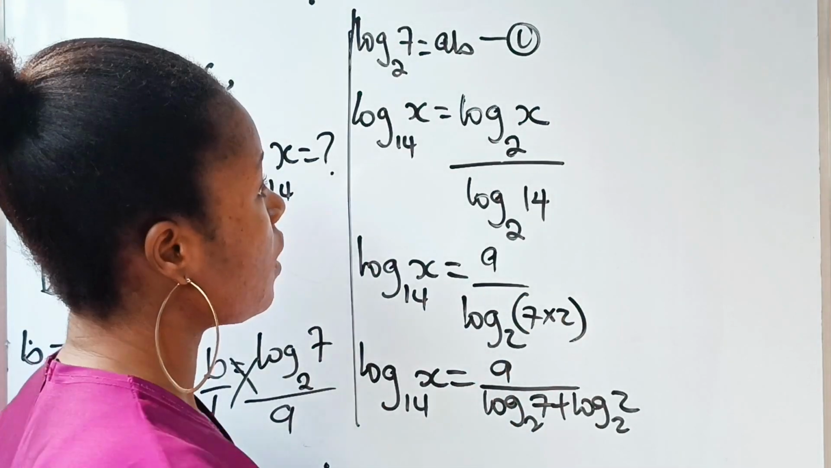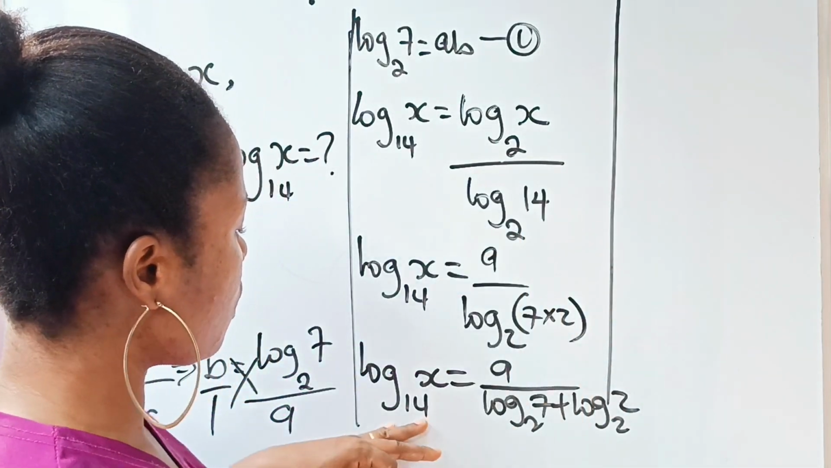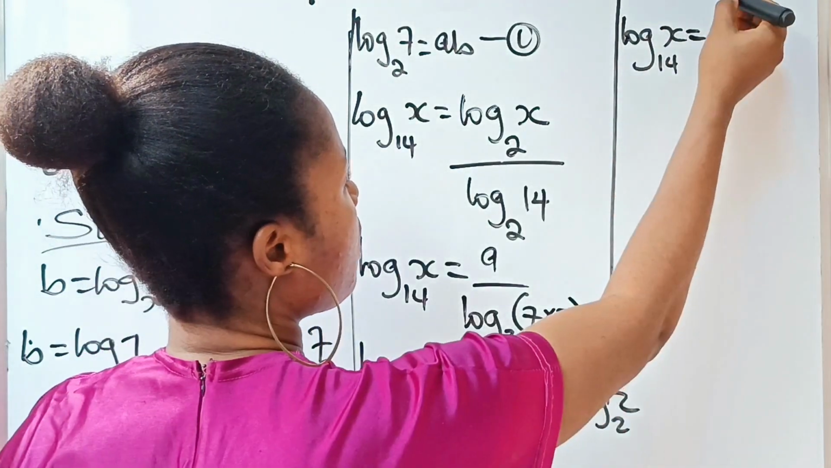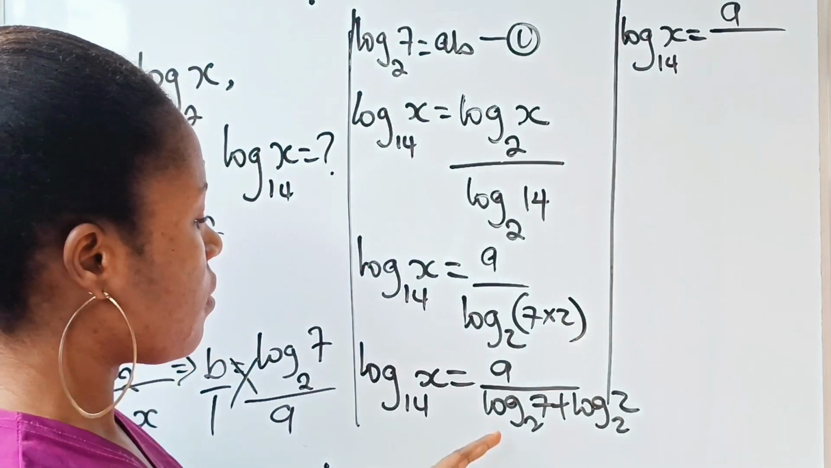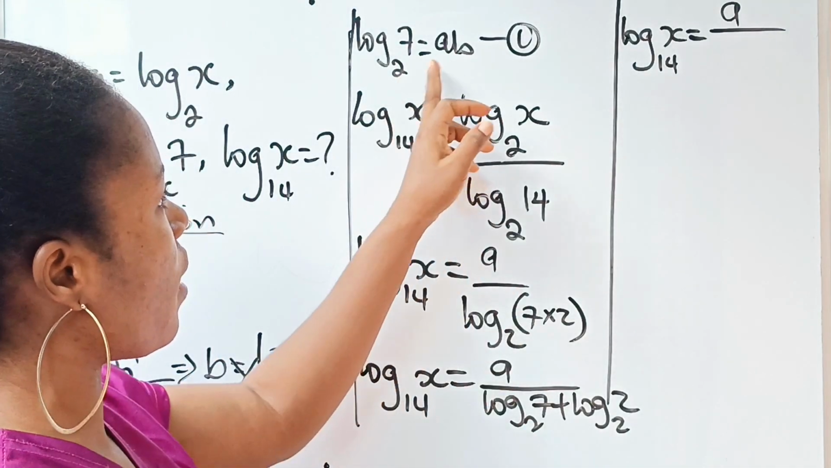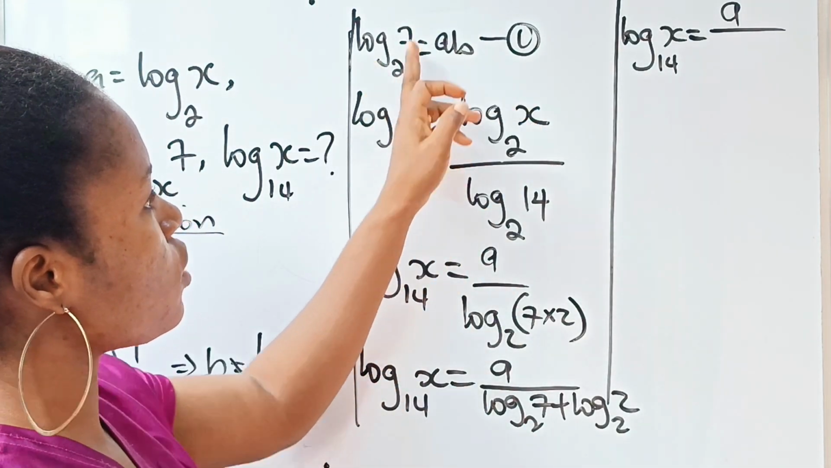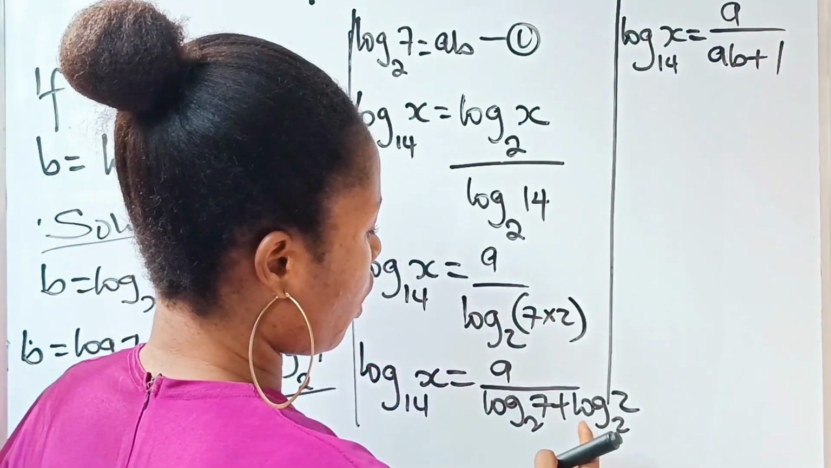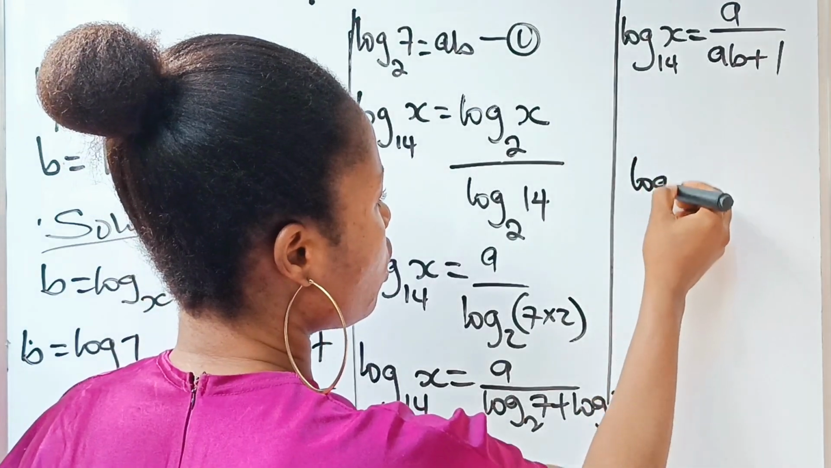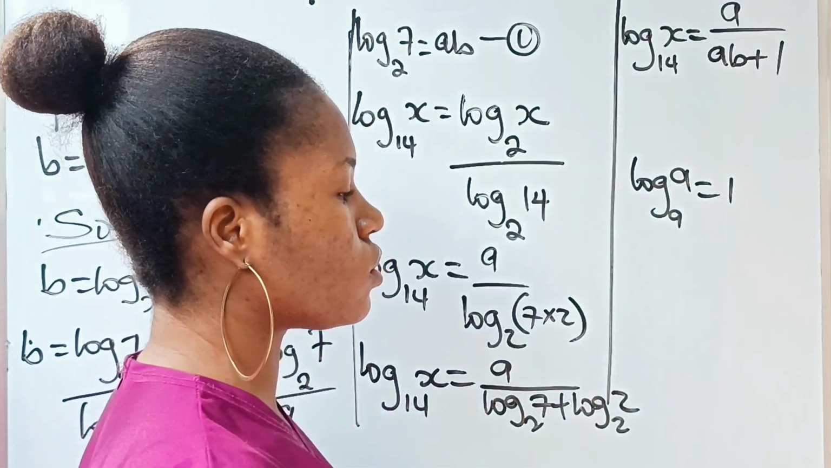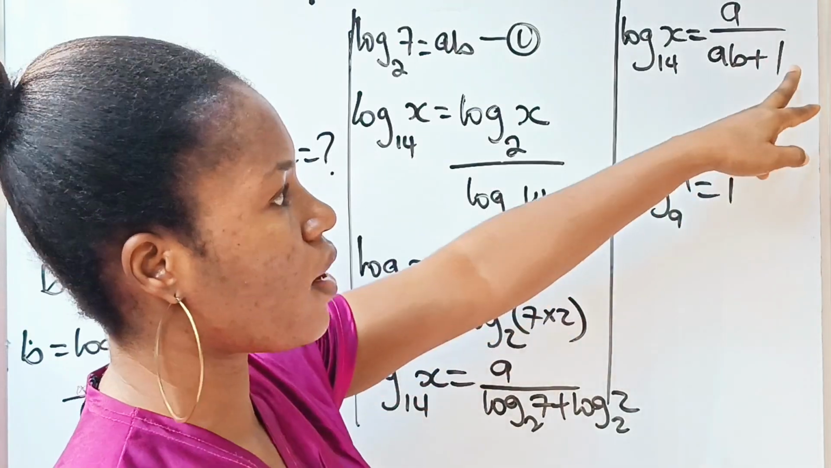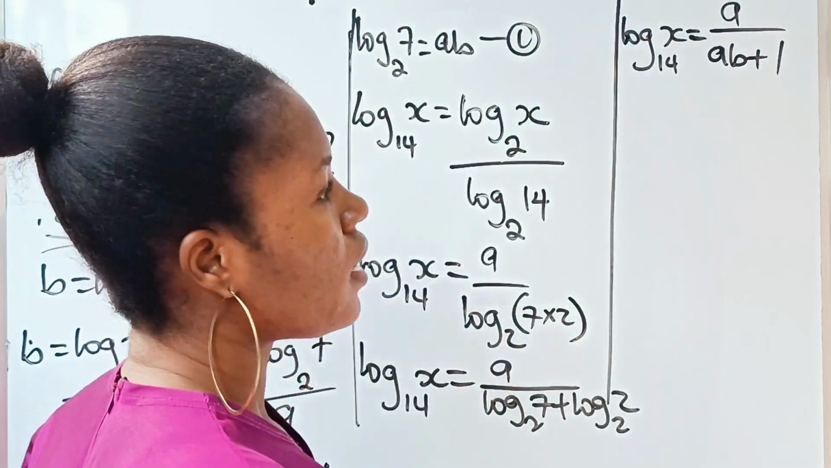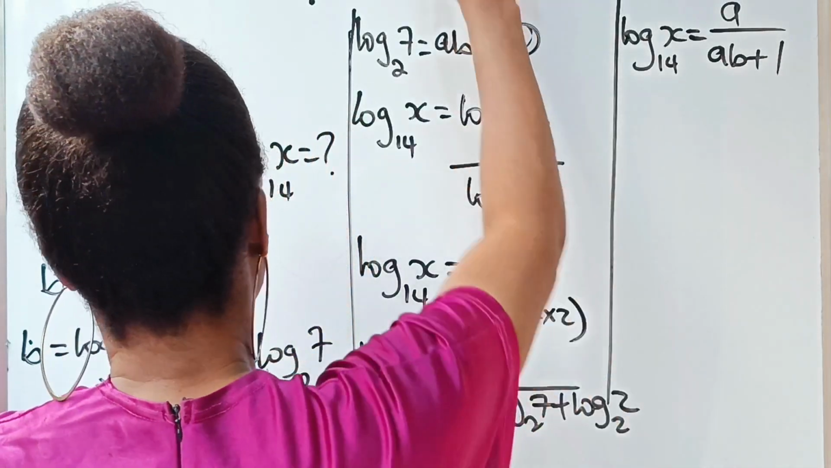All right, so let's continue. So this is what we have now. Log to base 14 of x is equal to a divided by, now log to base 2 of 7 is our ab. You can see that log to base 2 of 7 is our ab, so we write ab plus 1, because log to base 2 of 2, that is log to base a of a, is equal to 1. So log to base 2 of 2 is equal to 1. So you have seen, this is the first method. Now let's solve this using the second method.